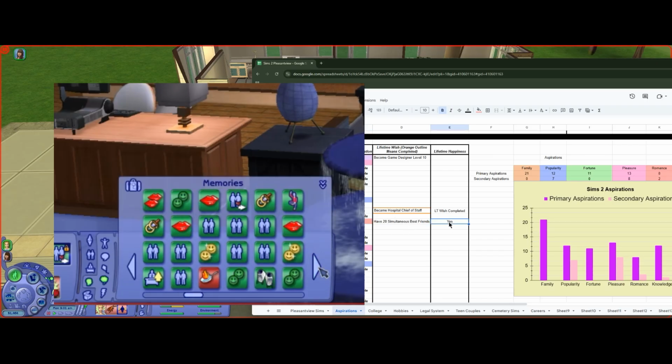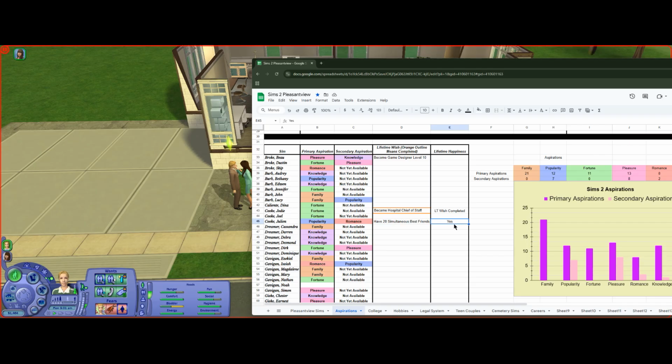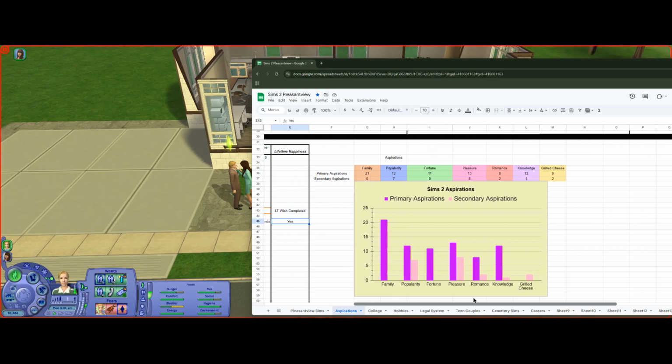But yes, I put yes in lifetime happiness because he actually got that platinum lifetime memory. So that's why he got a secondary. But he also will live in platinum for the rest of his life as well. But he did not complete this. He just completed this. We're going to come over to this side.